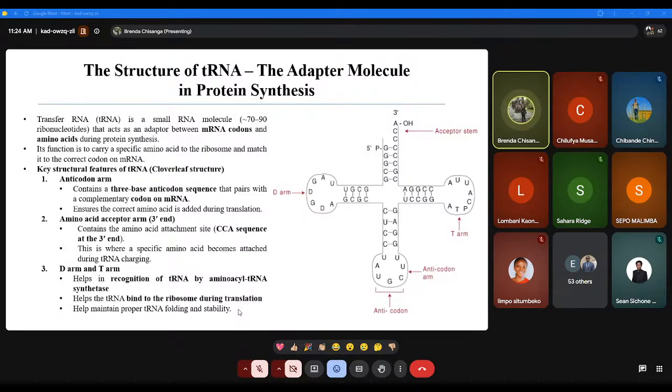That is going to enable us to select this amino acid and bring it to the ribosome for protein synthesis. So it's important for us, first of all, to understand the structure of tRNA. At this point, we understand tRNA is transfer RNA. Transfer RNA is an adapter that links the amino acid in the cytoplasm to the information that is on the codon on the mRNA.